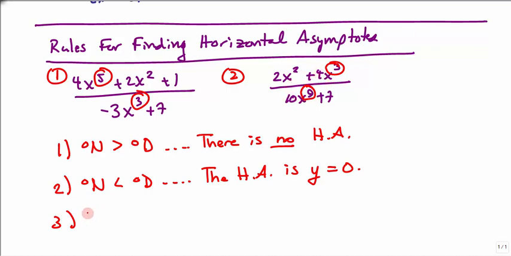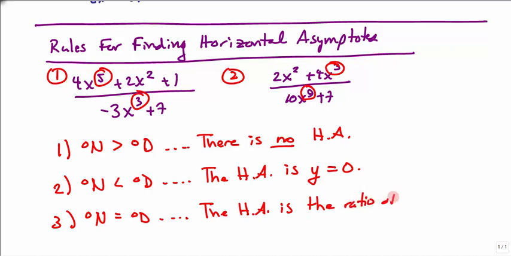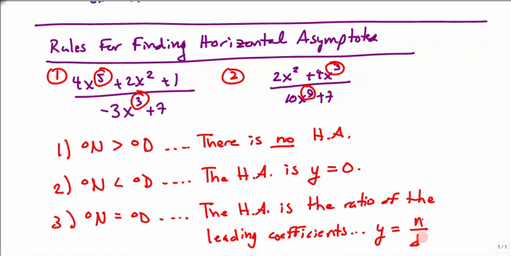Now my third case, I have greater than, I have less than, so now I have to have equal to. The horizontal asymptote is the ratio of the leading coefficients. And I'll show an example of that. So it would be y equal the ratio of the leading coefficients in the numerator over the denominator. So that would be our third case up here.